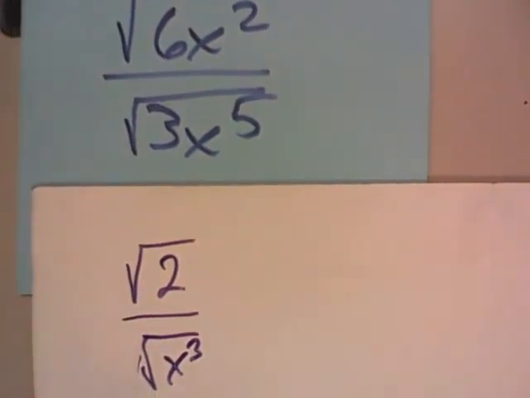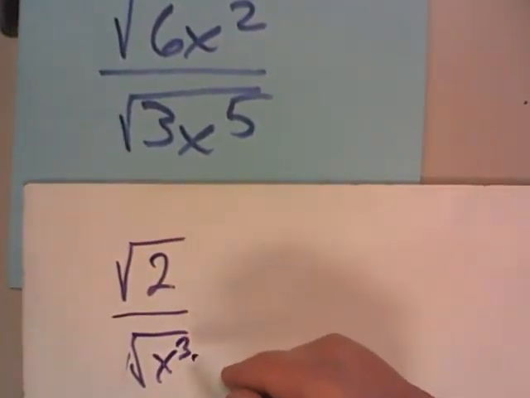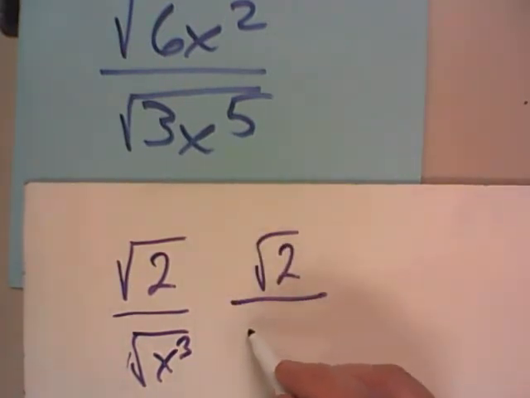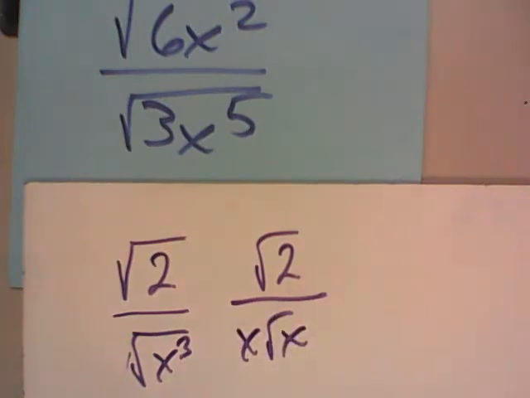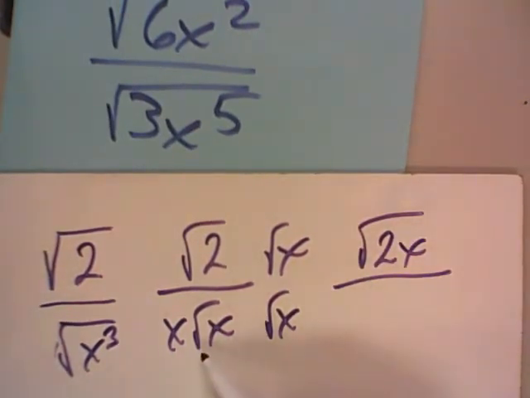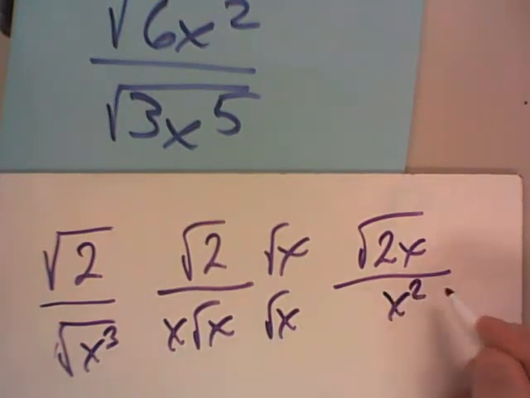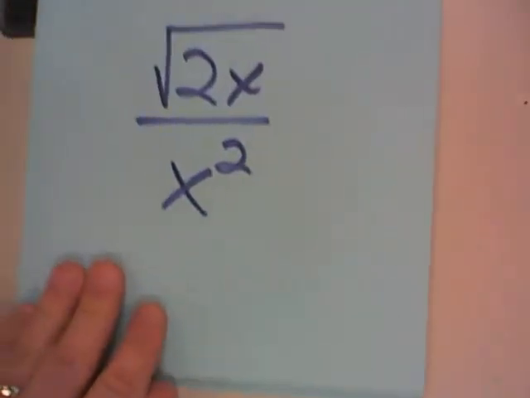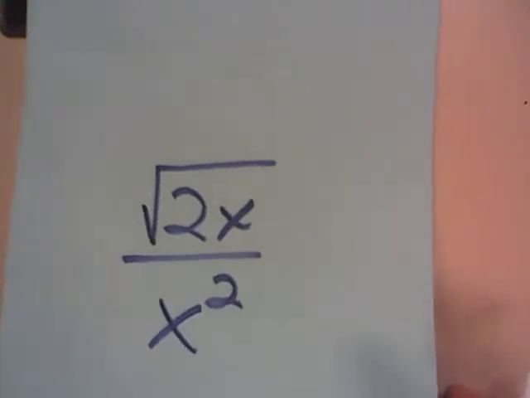Now, we could simplify x to the third a little bit right away, because we can pull out a group of 2 x's, and we can write this as the square root of 2 over x times the square root of x. But what we'd really like to do is get rid of the radical that's in the denominator. So what we're going to do is multiply the top and the bottom by radical x, which means in the numerator we're going to have the square root of 2x, and in the denominator we're going to have x times another x, which is x squared. So we have the square root of 2x over x squared, which looks like this.